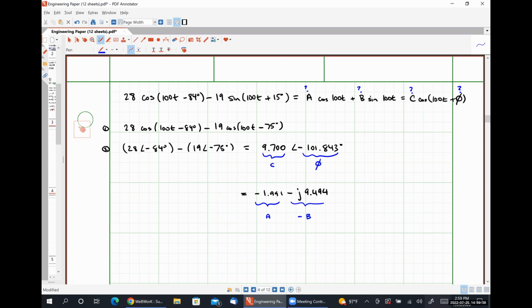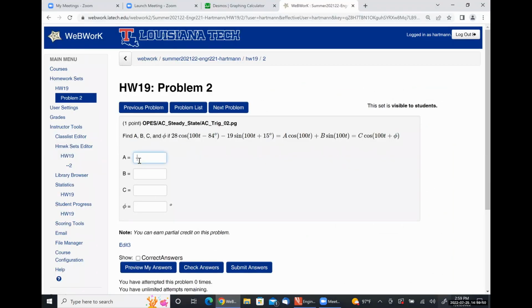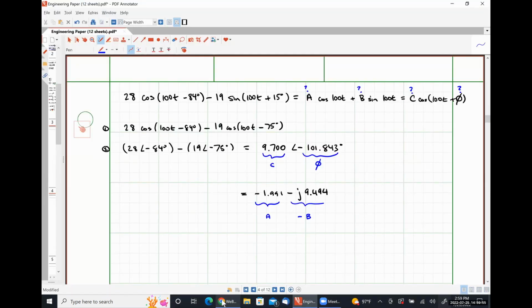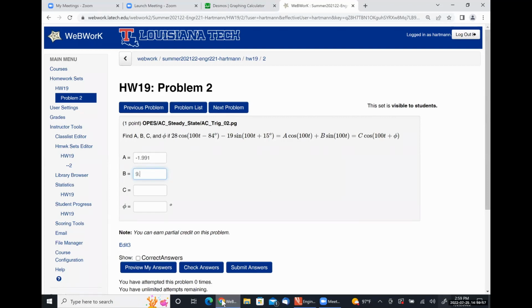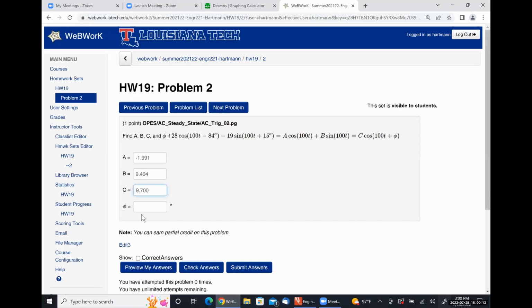And it should tell me that I've done everything correctly. So A is negative 1.991. B is positive 9.494. C is 9.700. And phi is negative 101.843.